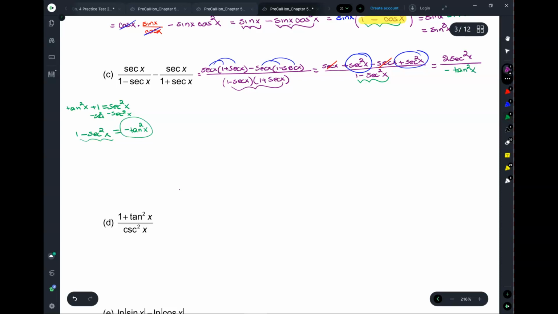Now let's see what we've got. Now we can put it in terms of sines and cosines. So this is 2 secant squared x, which is 2 times 1 over cosine squared x, over negative sine squared x over cosine squared x, equals 2 over cosine squared x times the reciprocal of the denominator. Okay, there's a minus here. Cosine squareds cancel. So I have negative 2 over sine squared x.